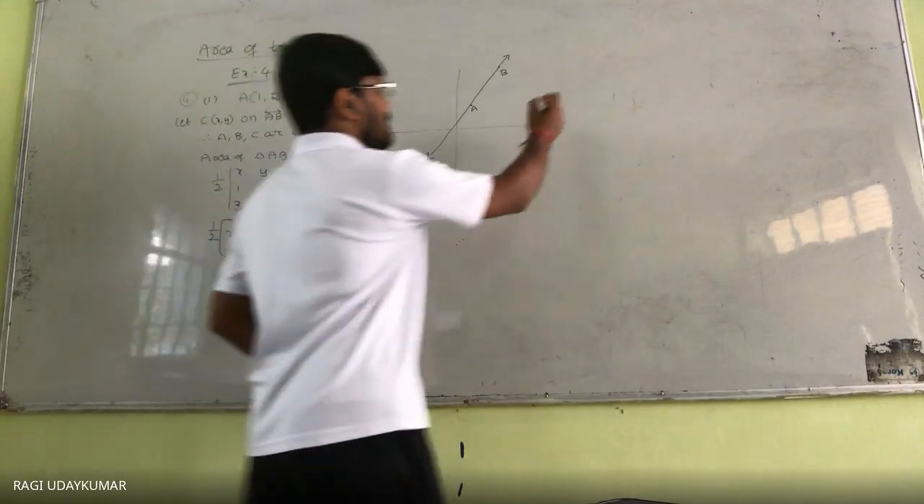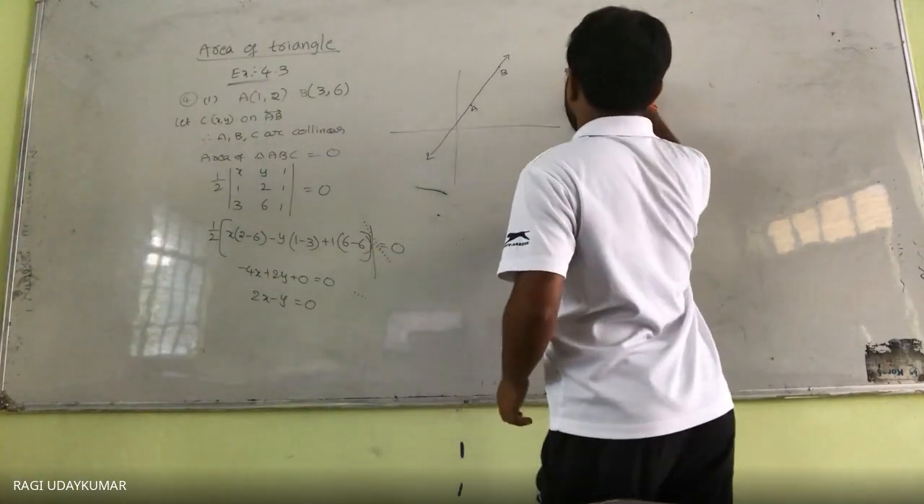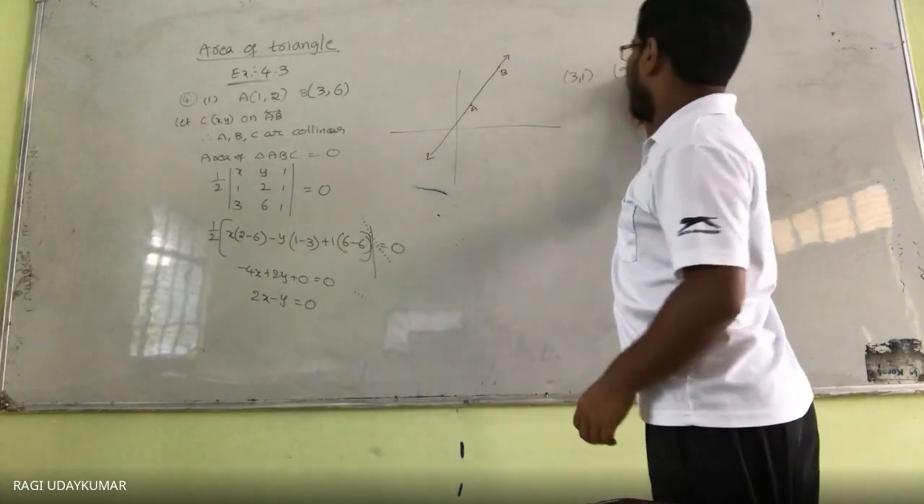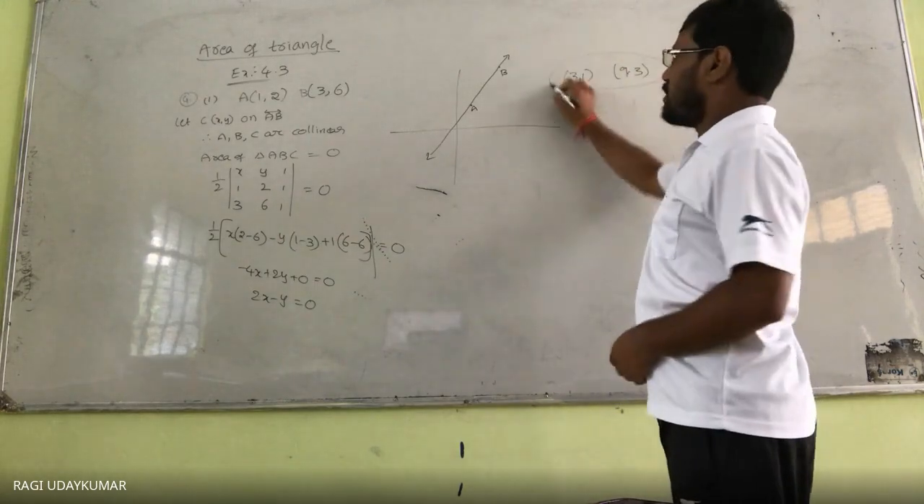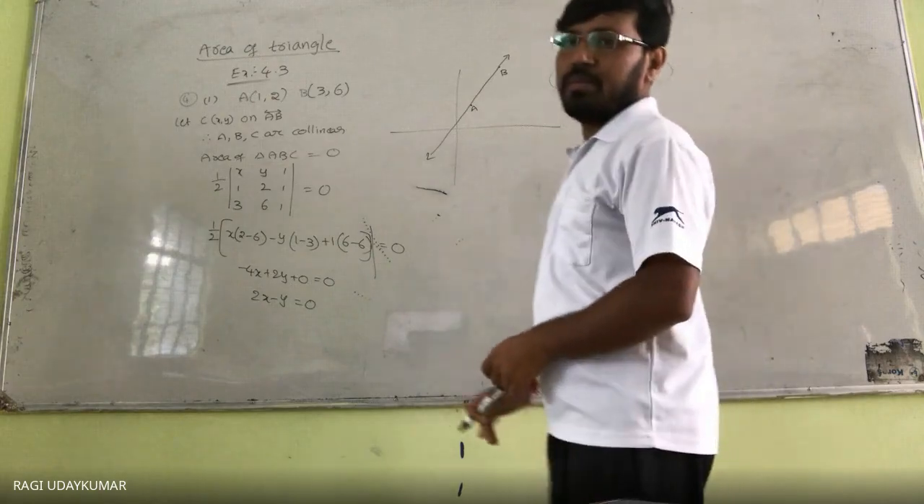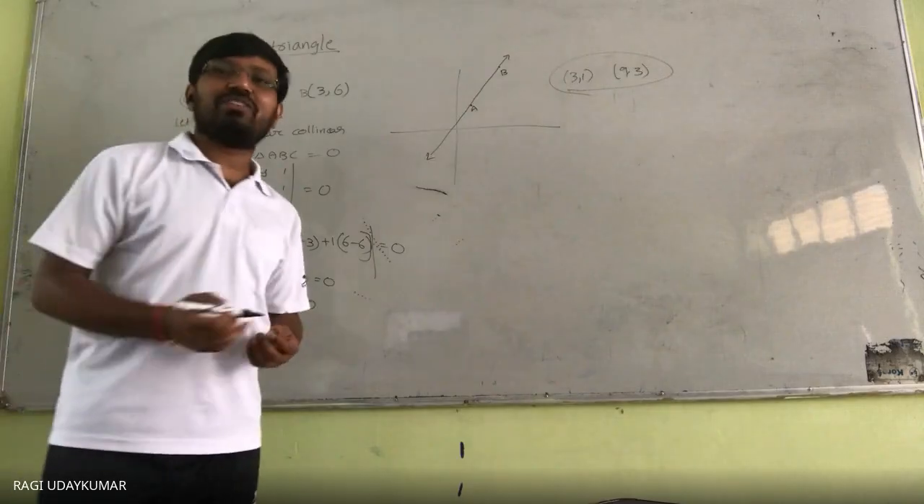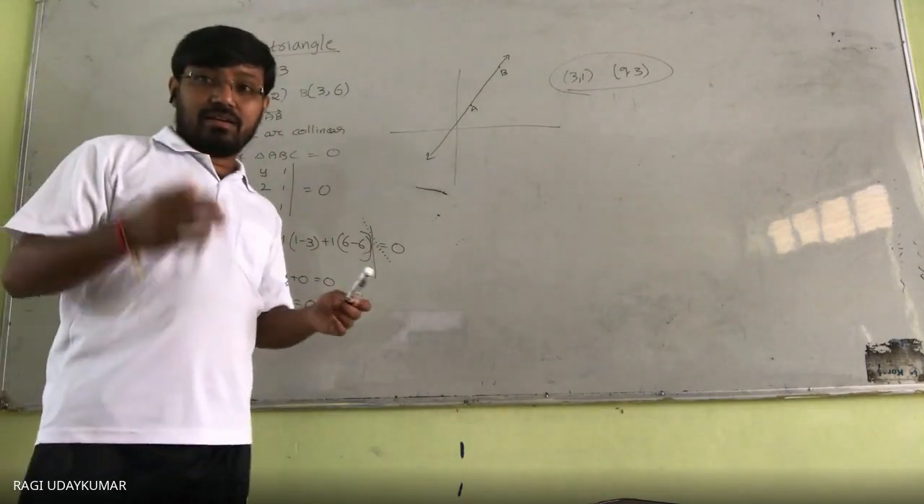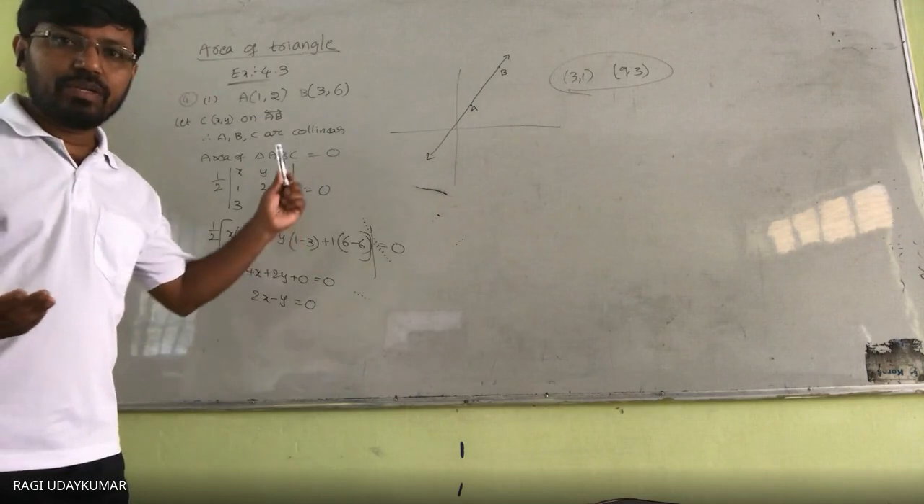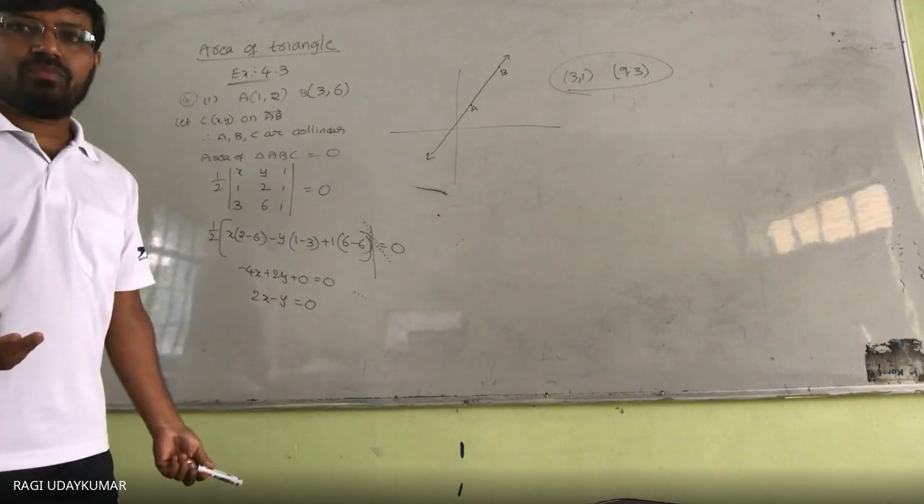Second problem is also the same way. Can you tell me without calculation? 3 comma 1, 9 comma 3. What equation do you get passing through these 2 points? Sir, x equal to 3y. x equal to 3y. Do the same problem in the same way. But in this chapter, whenever you are doing, you need to do like this.